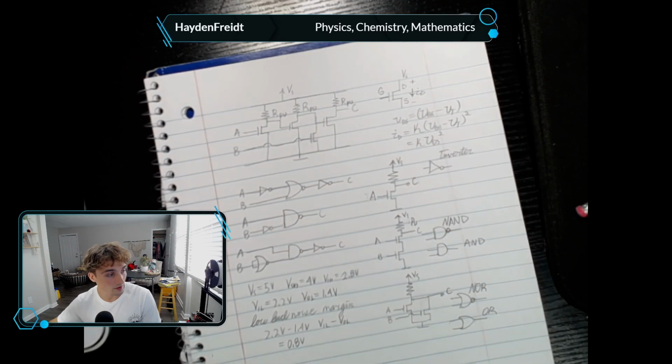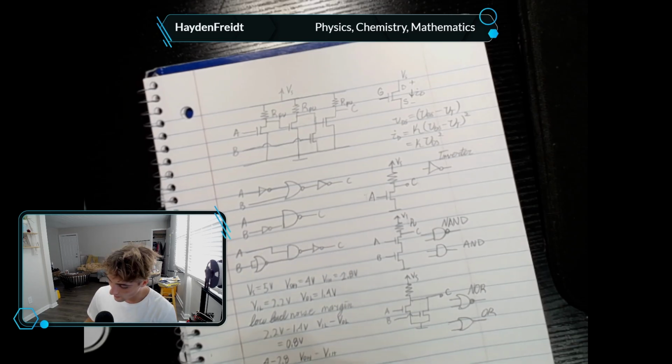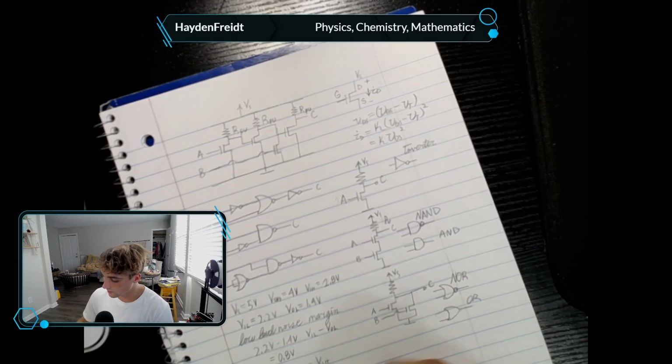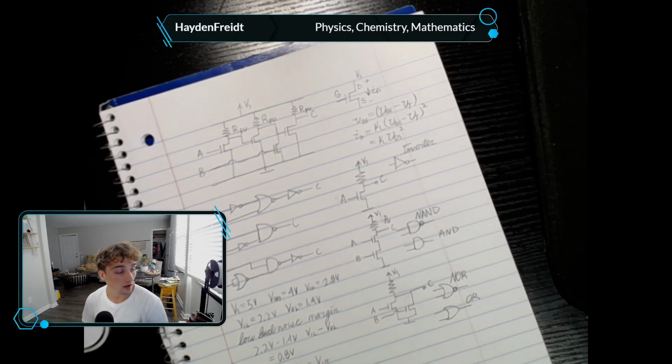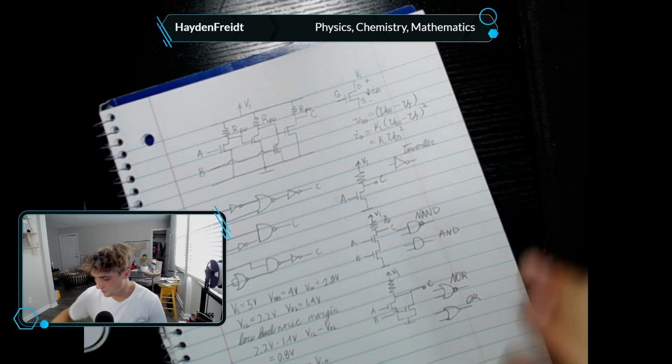0.8 volts. Okay, what is the high level noise margin? 1.2 volts. Perfect. Okay, how big is the forbidden region? The forbidden region is the range under which we cannot operate. VIH minus VIL. So 2.8 volts minus 2.2 volts equals 0.6 volts. All right, beautiful. That is the range of our forbidden region. It's 0.6 volts.